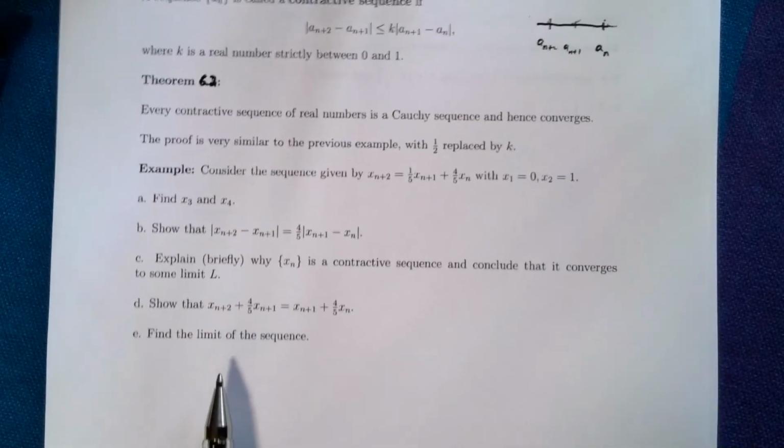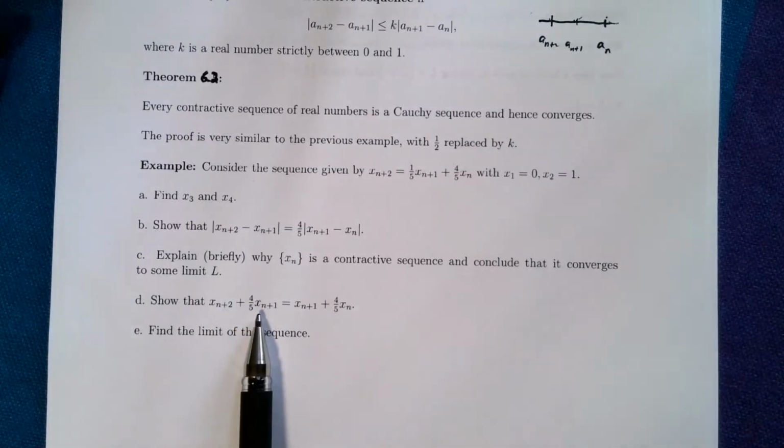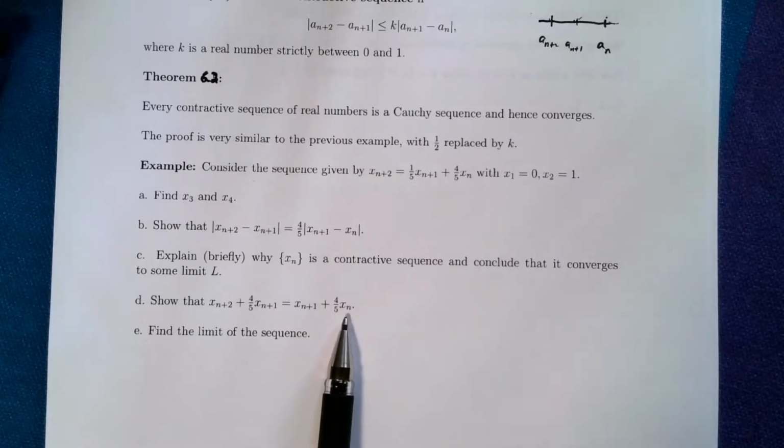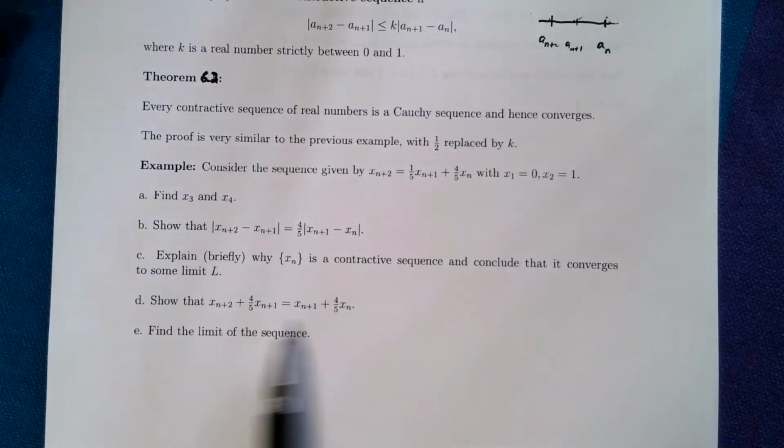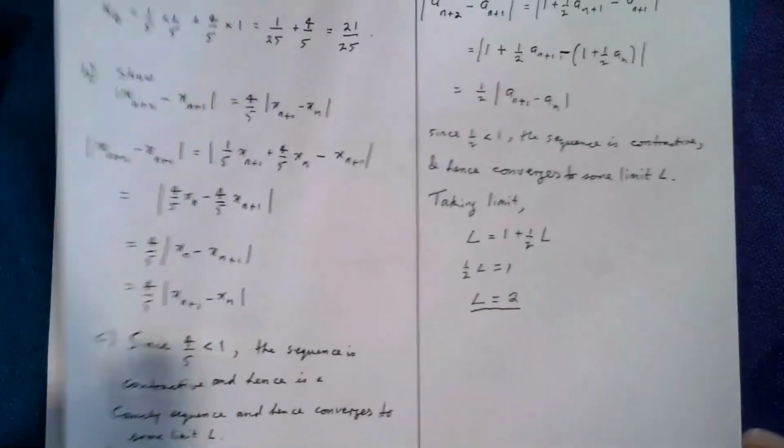Then we're going to show that if you take any term plus 4/5 the term before it, then that equals the term before it plus 4/5 of the term before that. And we're going to use that then to find the limit of the sequence. So here are all the calculations worked through in detail.